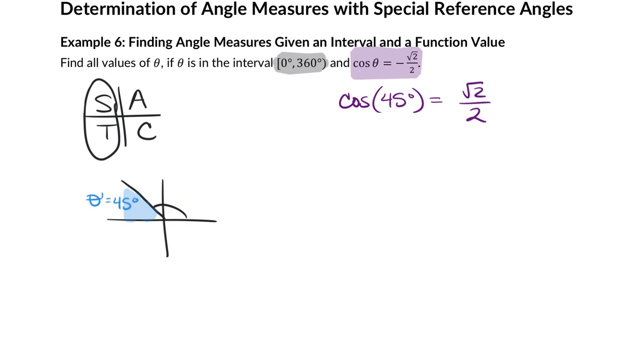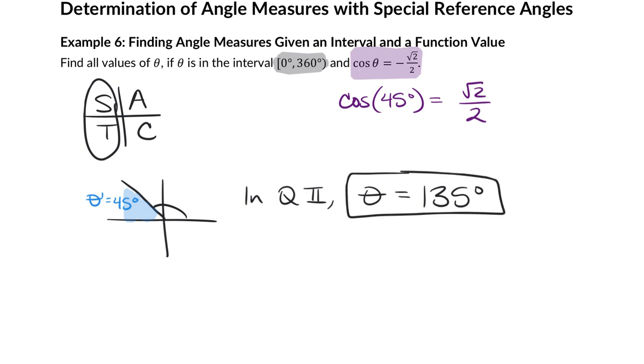45. Well, that's the reference. I want to know now what would be this angle if this much is 45 degrees. 135. What's 135 plus 45? 180. So what we found here is that in quadrant 2, theta is equal to 135 degrees. There's one of the angles.